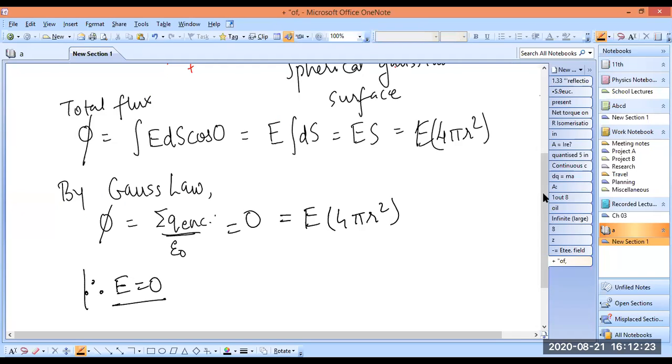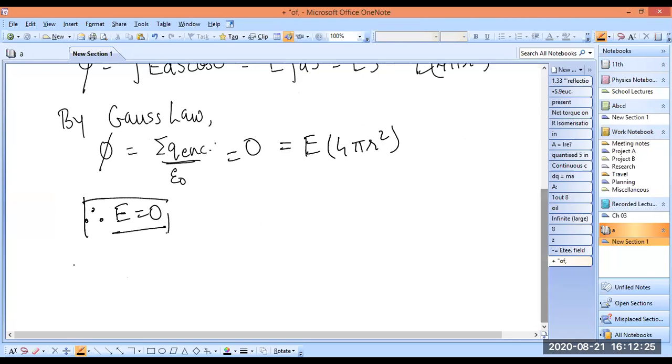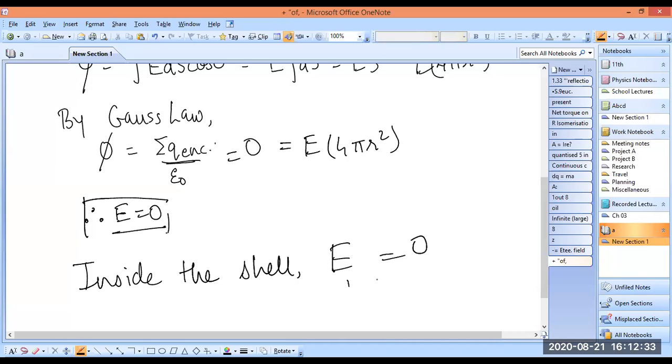So what we have derived is that inside the shell, electric field is 0. So we can remember this as a formula. E inside for a shell is equal to 0. This is exactly what you have been taught earlier in gravitation chapter, if you remember, right? We had two sentences.